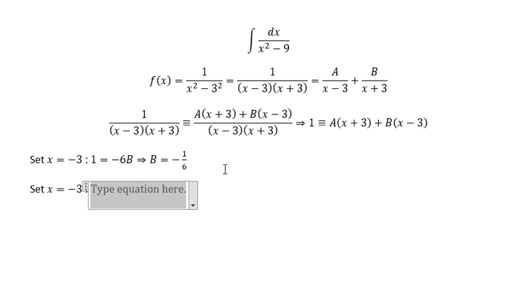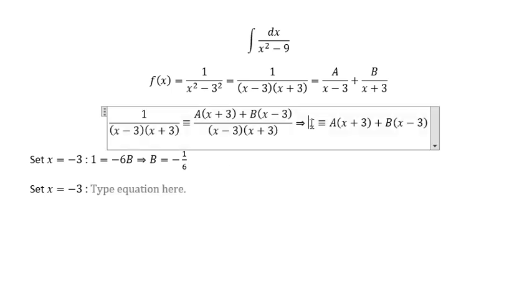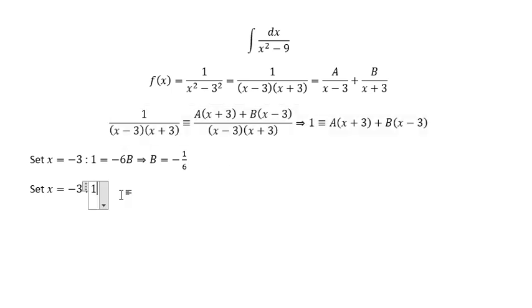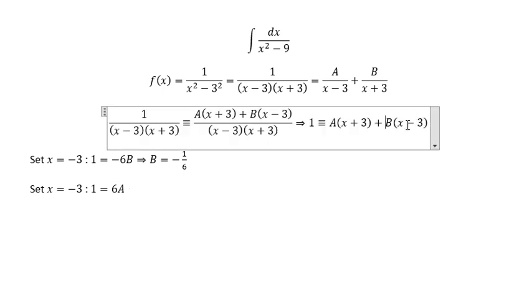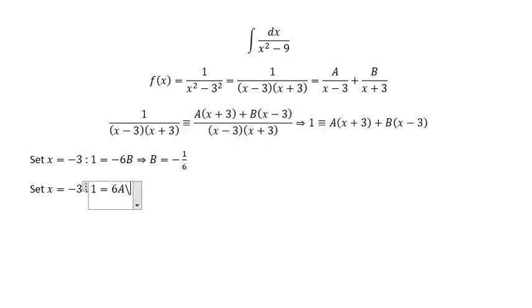Now when I set x to be negative 3, my left hand side, since it has no x, will just stay as 1, a constant. Now for my right hand side, I will get 3 plus 3, which is 6, times a, which is 6a. Then the other term goes to 0.